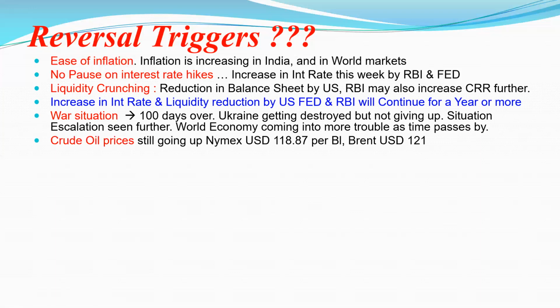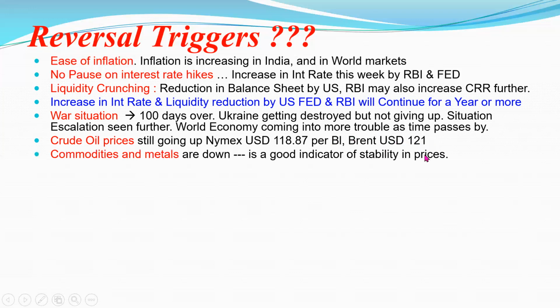Crude oil prices are going up. We saw just now it was 118 per barrel and the Brent was 121. Commodities, metals have been brought down by government by imposing the duties on it. Because of these duties, the metal sector is into trouble.